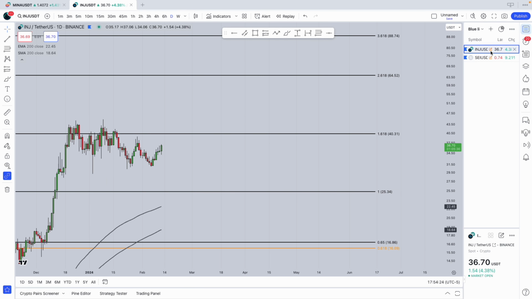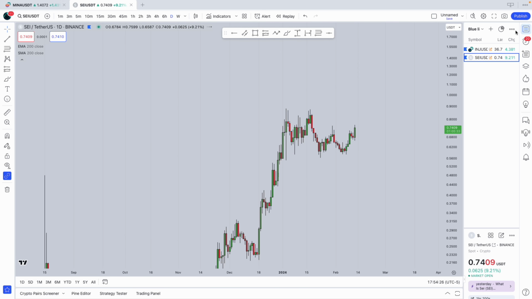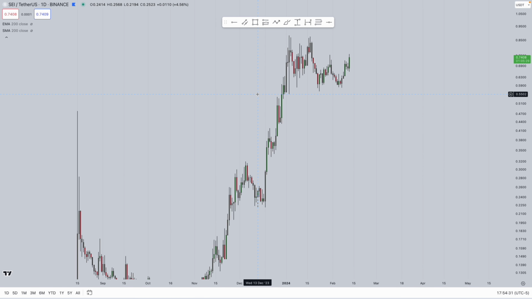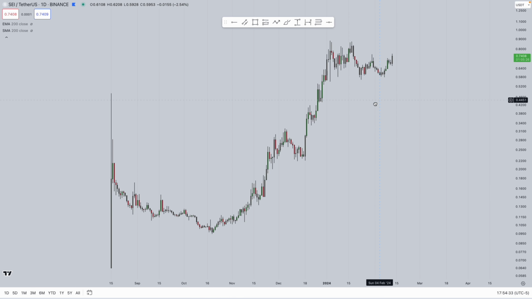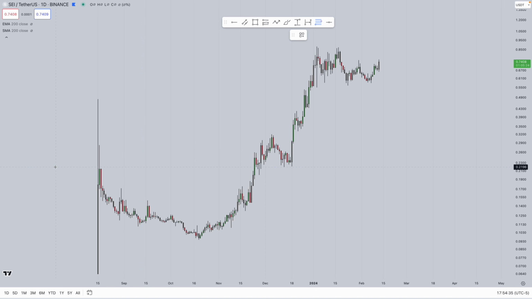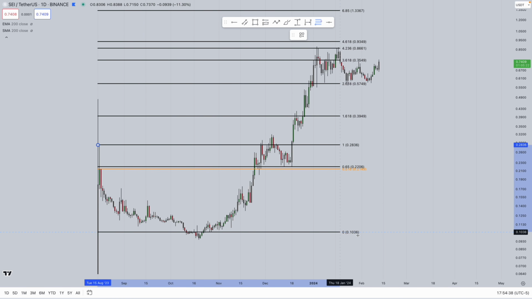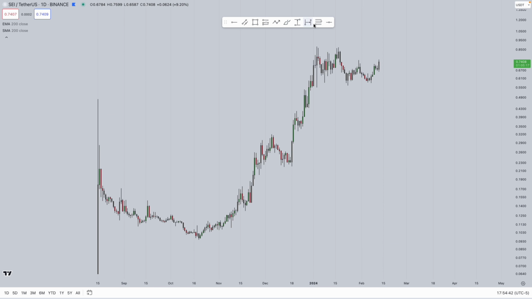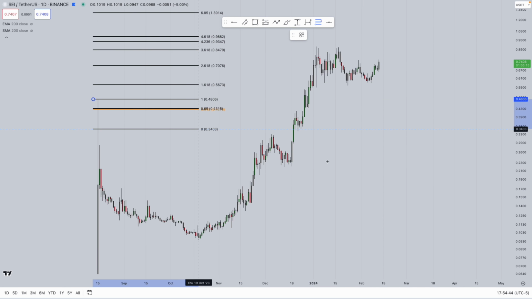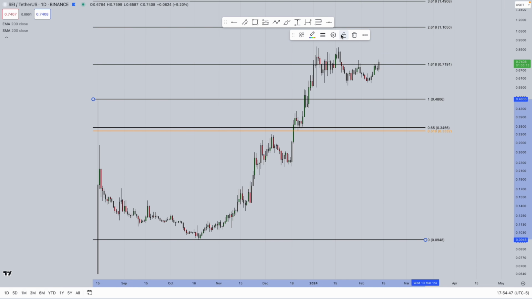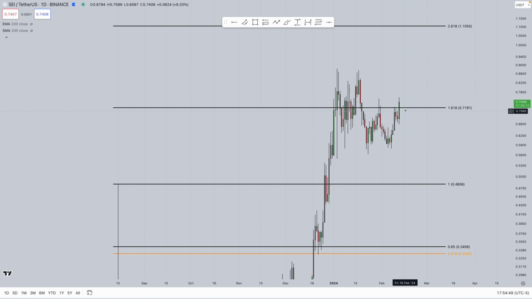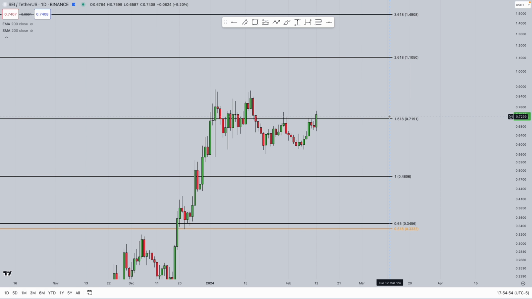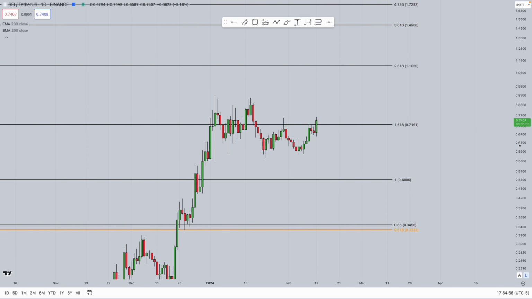So if we look at, let's see here, SEI, I believe this one as well had consolidation at the 1.618. So this one you could draw it from here to here, but how I'm going to draw it, how I see it, is from here to this low. So you can see, same deal, 1.618 got hit, and there's consolidation.